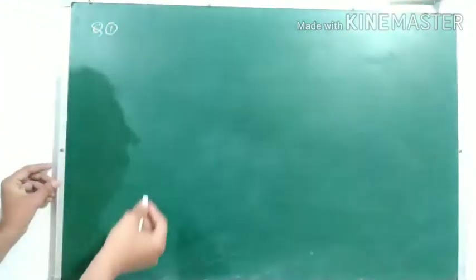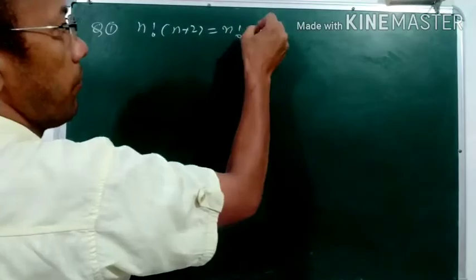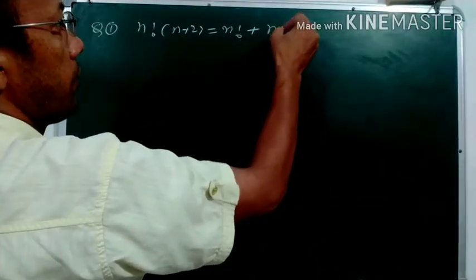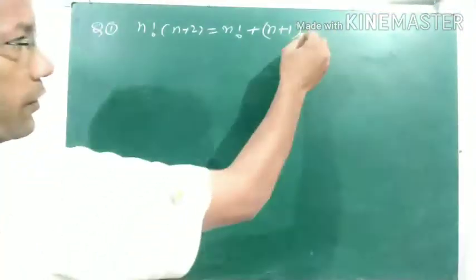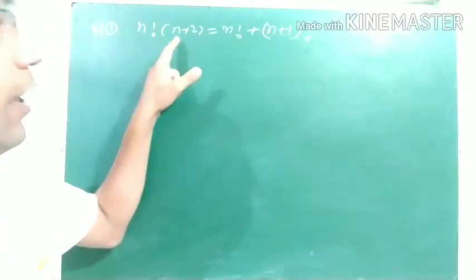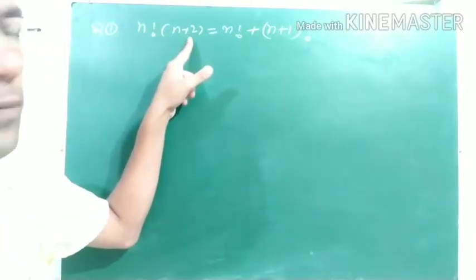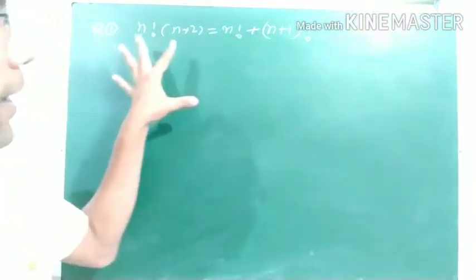Sorry, the question is n factorial into n plus 2 is equal to n factorial plus n plus 1 factorial. That has to be proved from the left hand side to the right hand side.